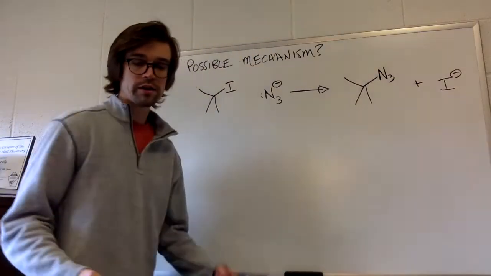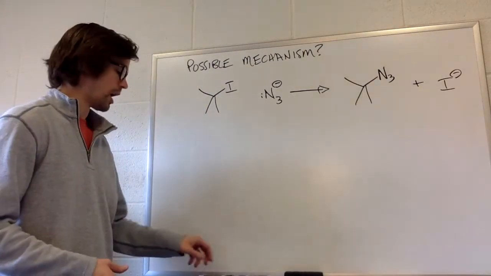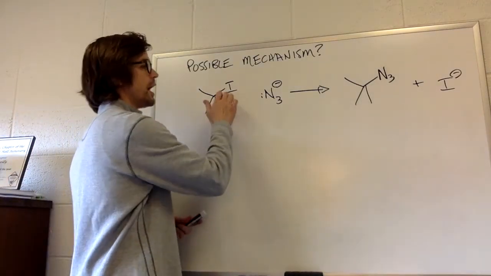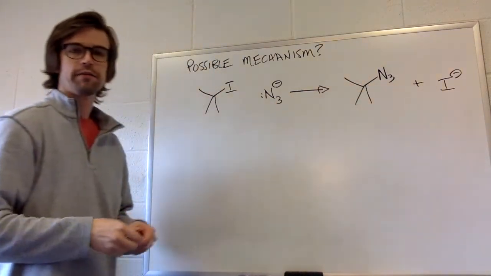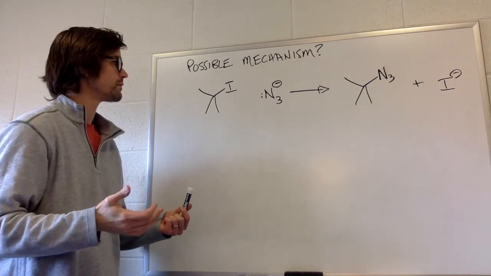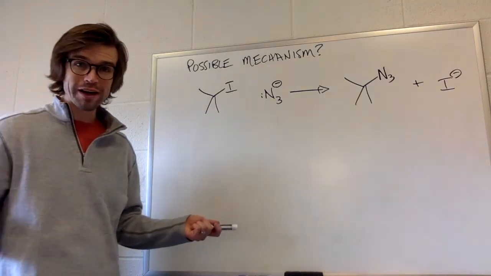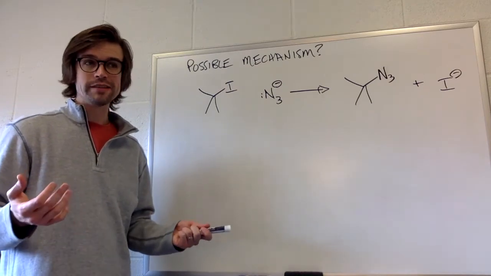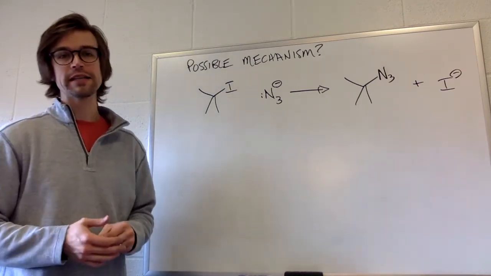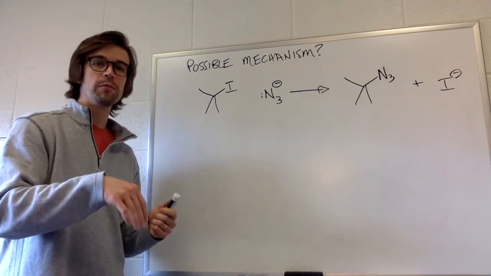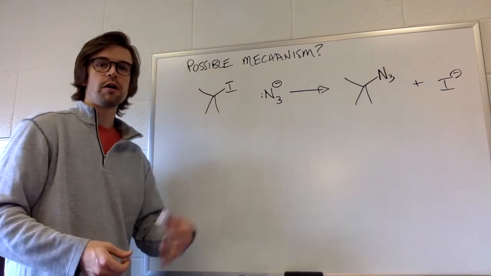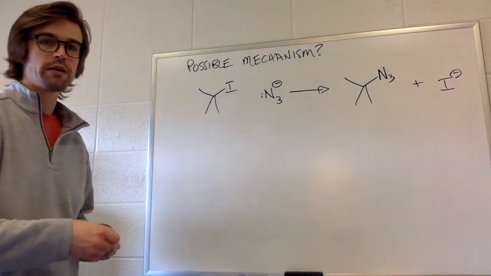All right, so how can this mechanism occur? How can we replace this iodide with the N3 if it's not happening all at the same time? Well, it must be a stepwise mechanism, right? Instead of the bonds forming and breaking at the same time, we must form a bond, then break a bond, or break a bond, then form a bond.